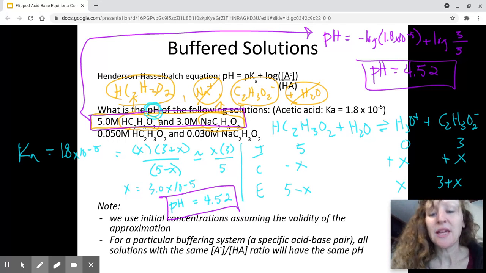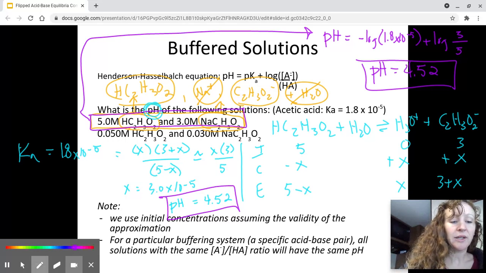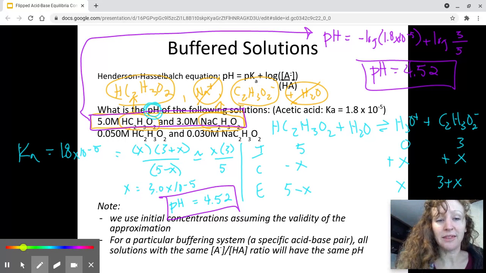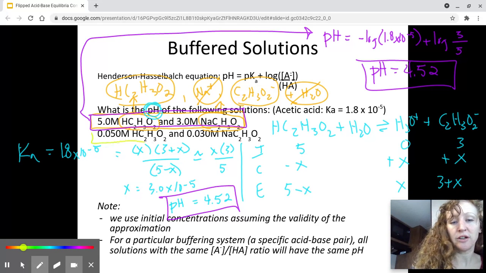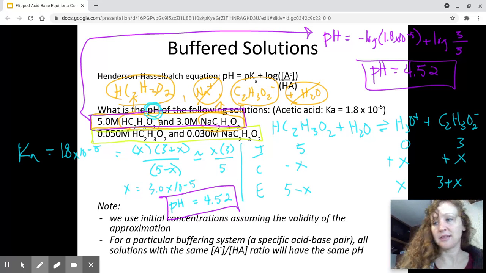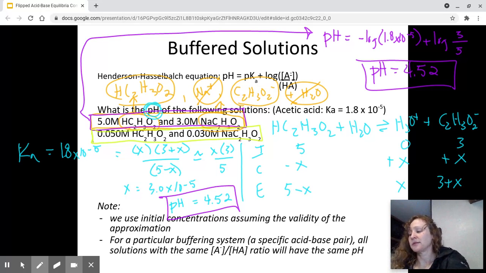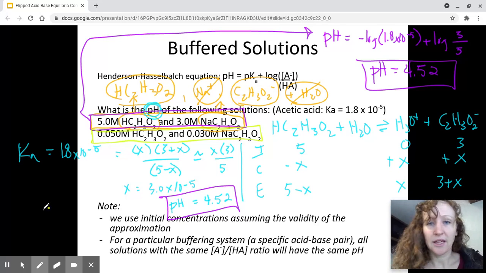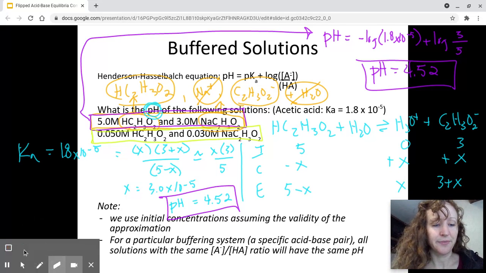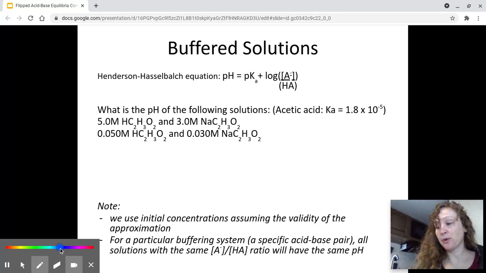Okay, so now that we have a pH for our first thing, I want you to use either method. Find your pH of this second thing. Okay, now would be a good time to pause it and go find an answer. Okay, I'm going to do it both ways.